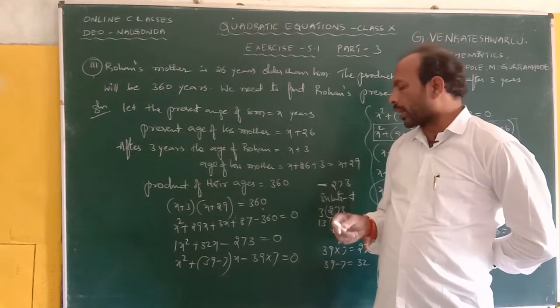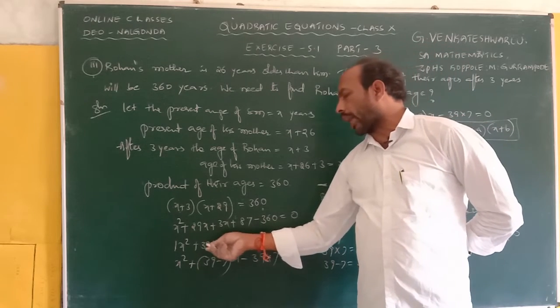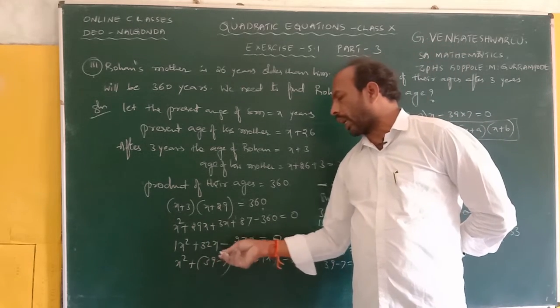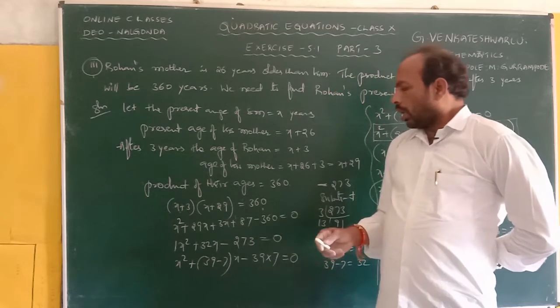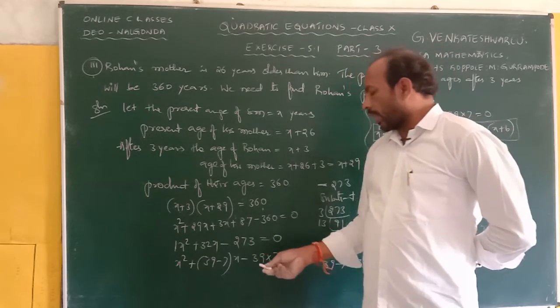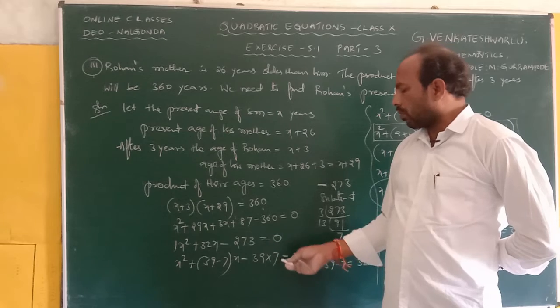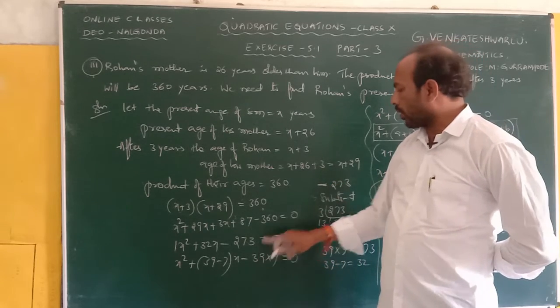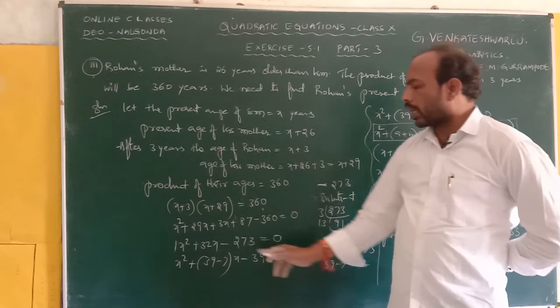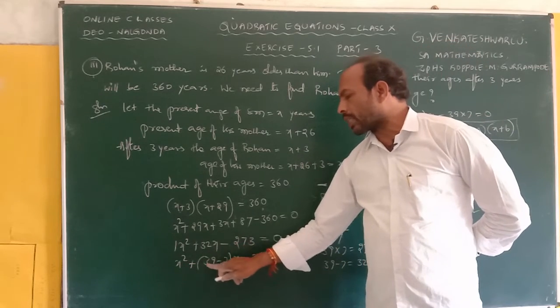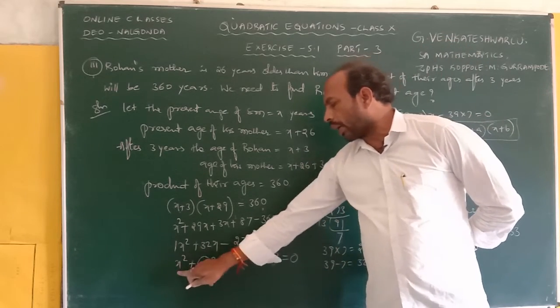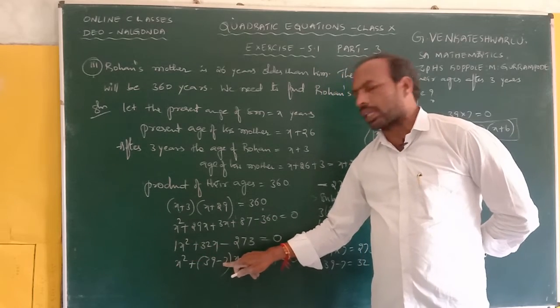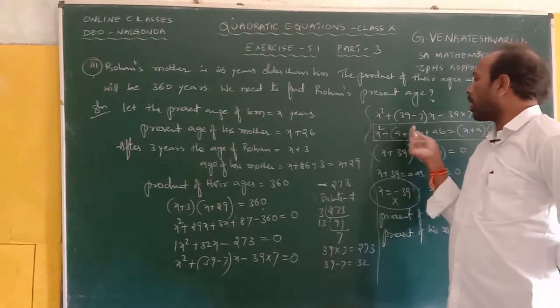While resolving into factors, 232 is written as 39 minus 7, and 273 is written as 39 into 7. Once again look at here, 7 9 is 63, 6 7 3 is 21. Here it can be written as x plus 39 is the first factor and x minus 7 is the second factor according to this rule.